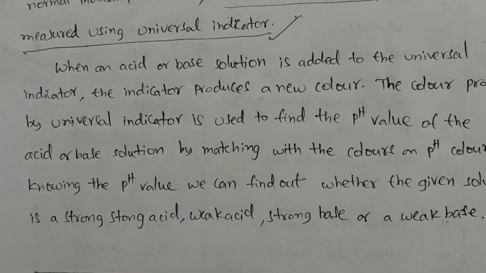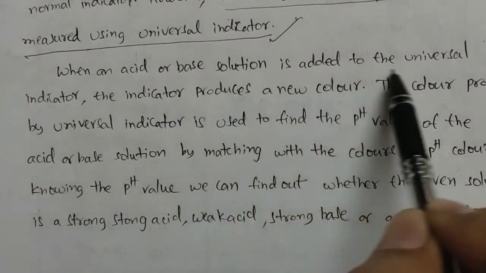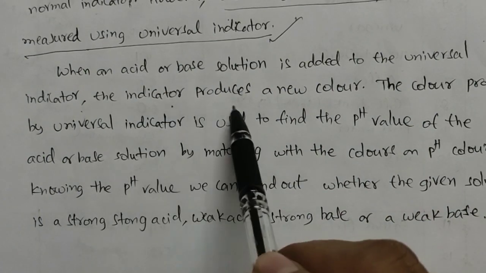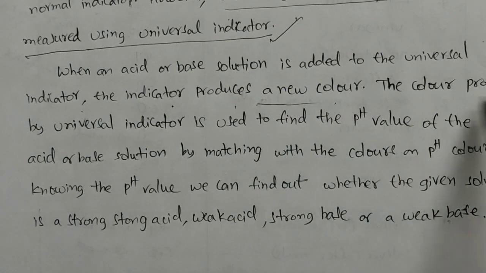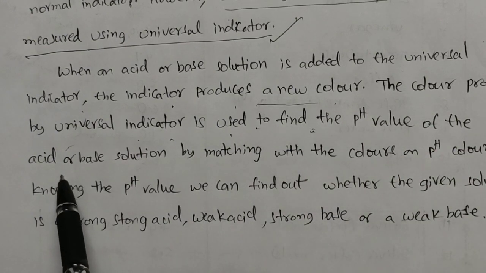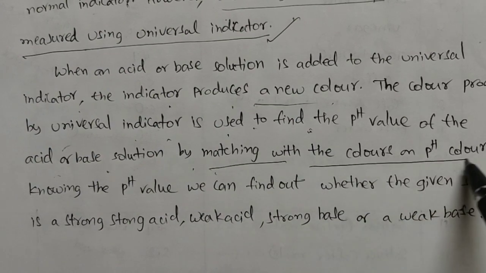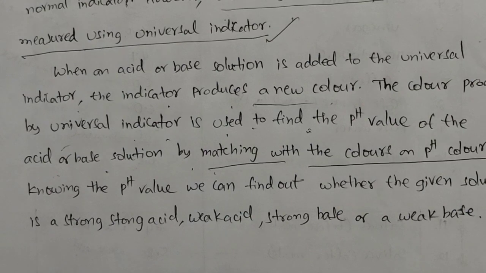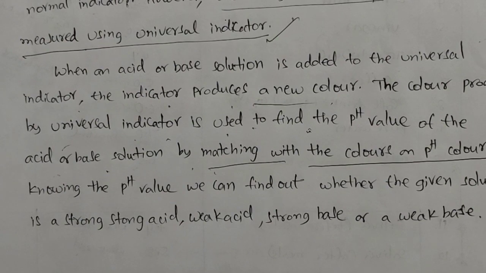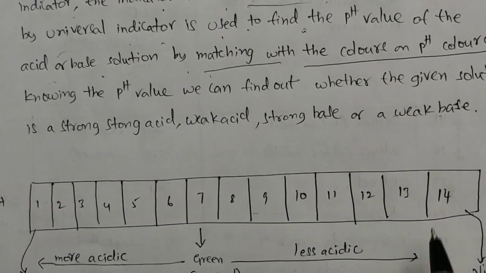So what is the mechanism of this universal indicator? See, we'll go through this. When an acid or basic solution is added to the universal indicator, the indicator produces a new color. The color produced by the indicator is used to find the pH value of the acid or base solution by matching it with the color of the pH color chart. So there is a universal indicator paper, and there is a color chart, right? Like this, this color chart is there.